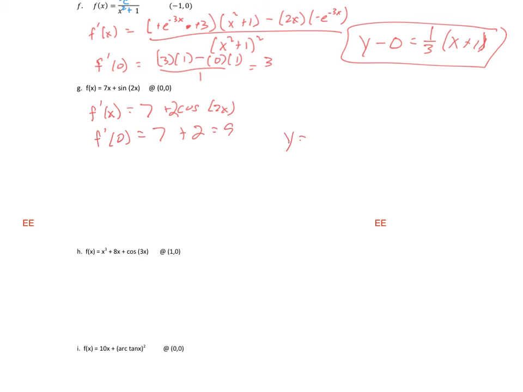So then I'm going to have y is, we'll put the equal 0 or minus 0, that's what we had before. So y minus 0 is equal to 1/9 x minus 0.